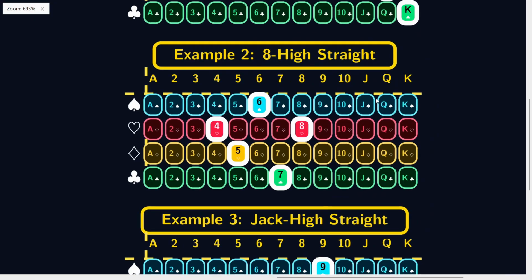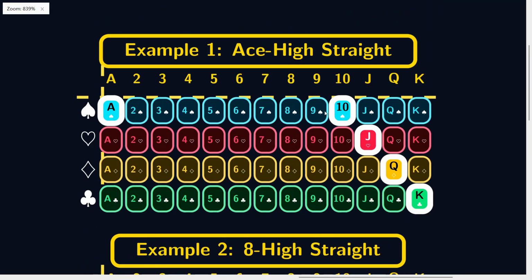The first example is an ace-high straight. The 5 consecutive columns are 10, Jack, Queen, King, and Ace, the highest possible straight window. But now look at which box is highlighted in each column. The 10 column has the spades row highlighted. The Jack column has the hearts row highlighted. The Queen column has the diamonds row highlighted. The King column has the clubs row highlighted. And the Ace column has the spades row highlighted again. 5 consecutive columns, 10 of spades, Jack of hearts, Queen of diamonds, King of clubs, Ace of spades. The ranks are in perfect order, but the suits are all over the place.